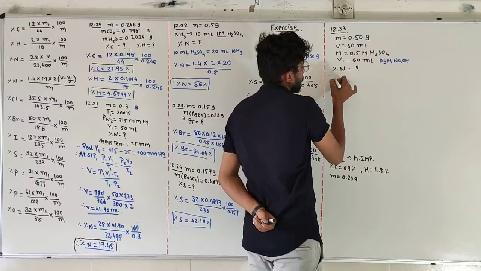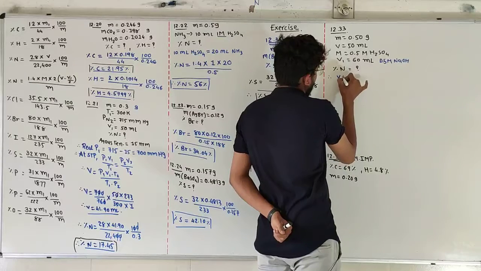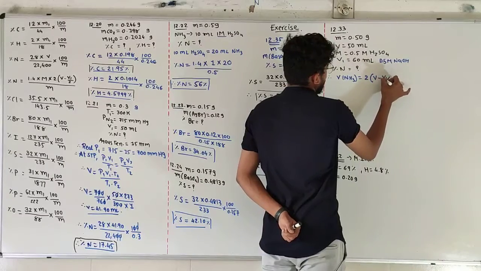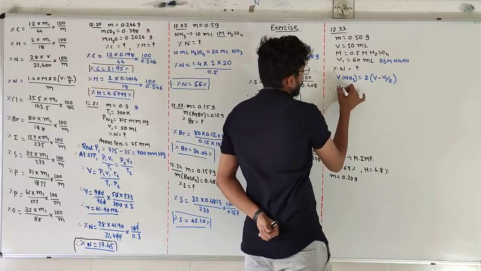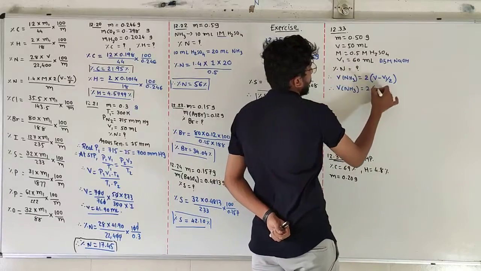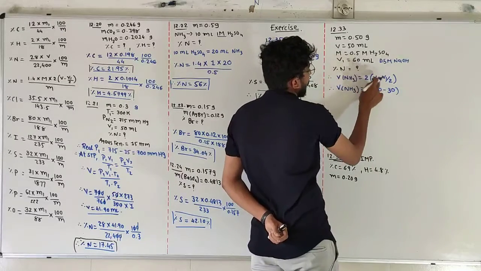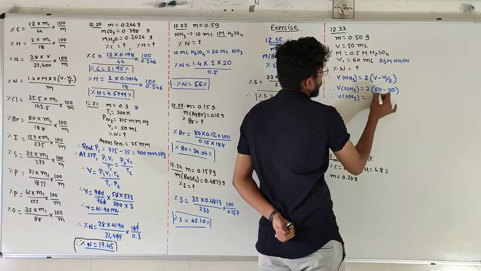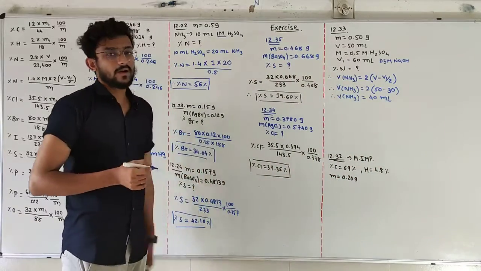So first, in the first step, volume for the ammonia will be equal to 2 into (V minus V1 by 2). Therefore volume for ammonia will be equal to 2 into (total volume 50 ml minus 60 by 2, in the sense 30). Therefore V for NH3 will be equal to 20 into 2, 40 ml. First we have to calculate the volume of ammonia.